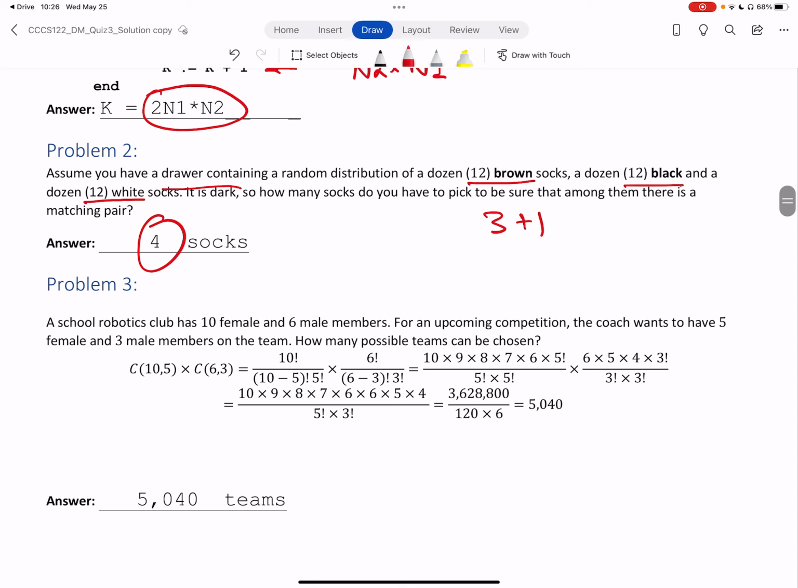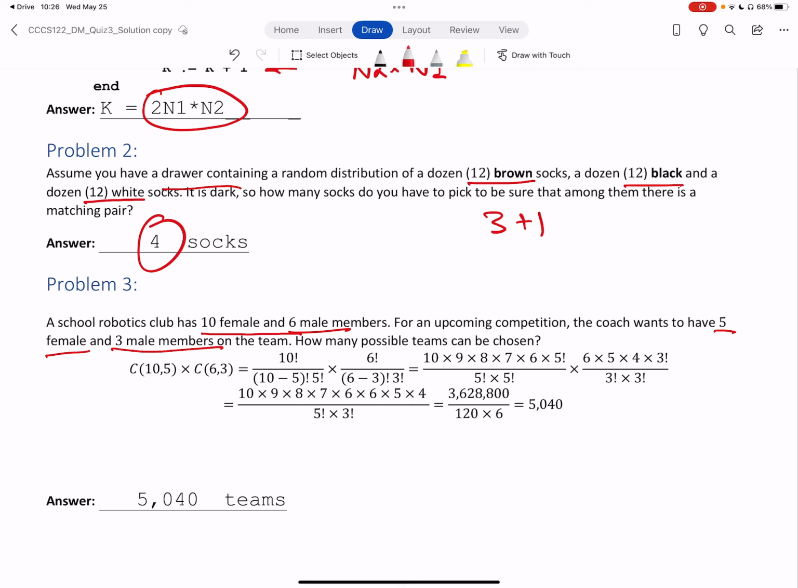Then we have problem 3, robotics club. We have to select a team. A club has 10 female and 6 male members. Out of those, we have to pick 5 female and 3 male members. How many ways are there to build a team for that competition?